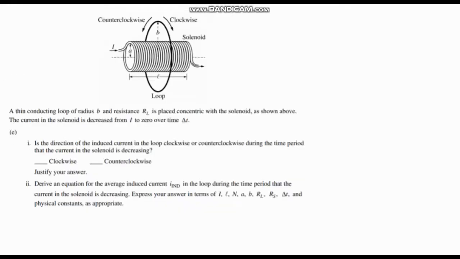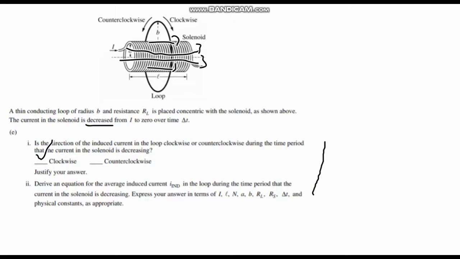So a thin conducting loop of radius B and resistance R is placed concentric with the solenoid. The current in the solenoid is decreasing from I to 0. Is the direction of the induced current in the loop clockwise or counterclockwise when it's decreasing? Well, you know the magnetic field is going that way and it's decreasing, so the induced current will want to create a magnetic field to make up for that. So if you use your right-hand rule, you can see that it'll be clockwise.